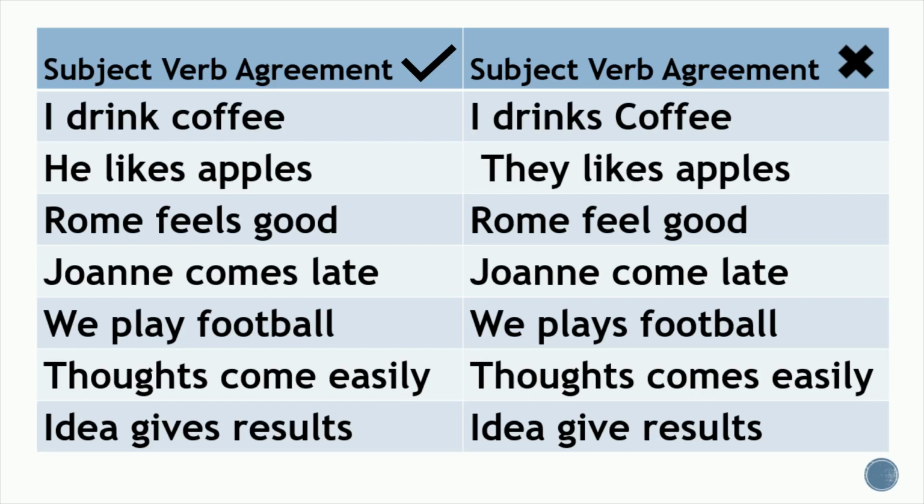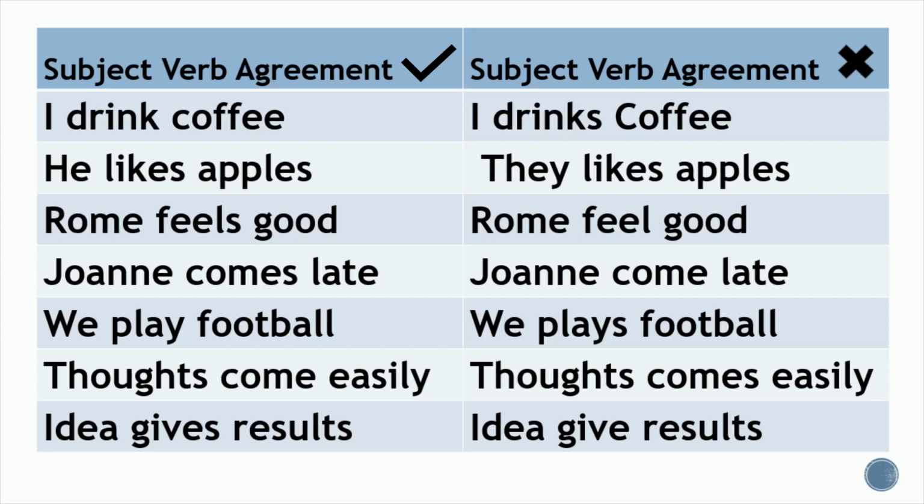Second, he likes apples. A third person singular subject, he, must take the structure verb plus s. So the subject he and the verb likes agree with each other. So the sentence he likes apples is a right sentence. The second sentence in column 2 reads, they likes apples. They, a third person plural subject, cannot take the structure verb plus s. So the subject they and the verb likes do not agree with each other. That's why the sentence they likes apples is a wrong sentence.